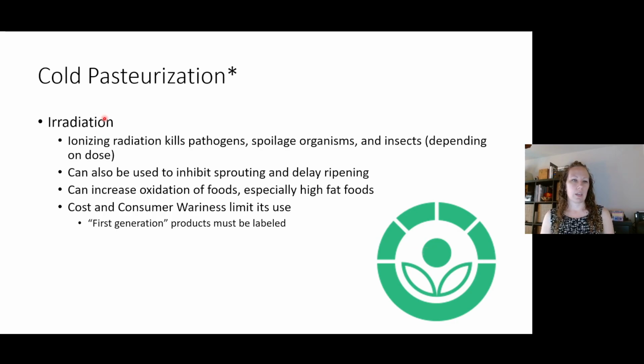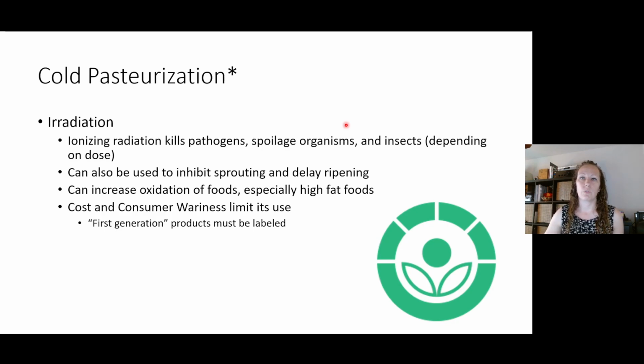Okay, and then the second one, which we might get into later in the book, I don't remember, but we're still going to go over it today, is irradiation. So irradiation, no heat required. There's just ionizing radiation that is used to kill pathogens, spoilage organisms, and insects, depending on the dose. So you can have a low dose that really just kills insects, or you can have a high dose that makes the food completely sterile. It can also be used to inhibit sprouting and delay ripening.